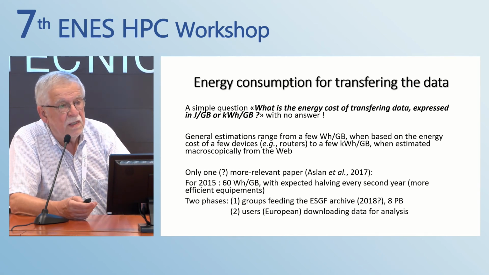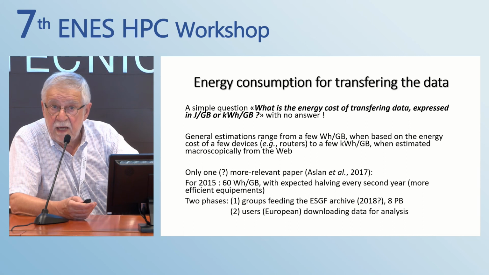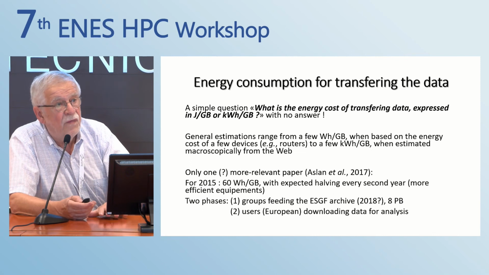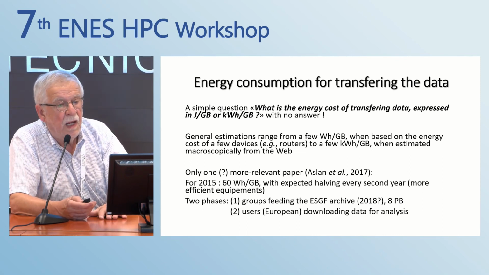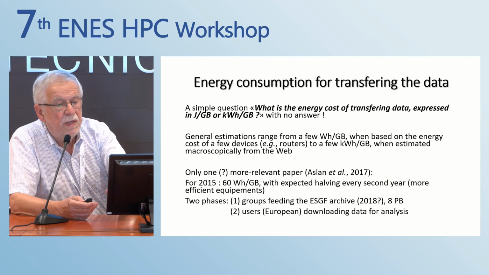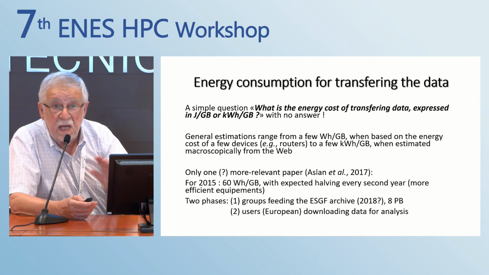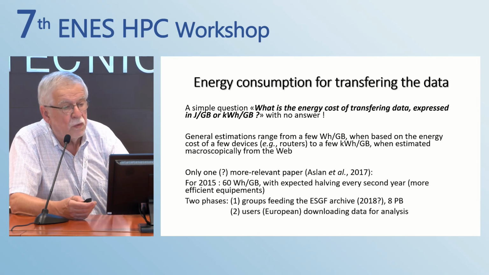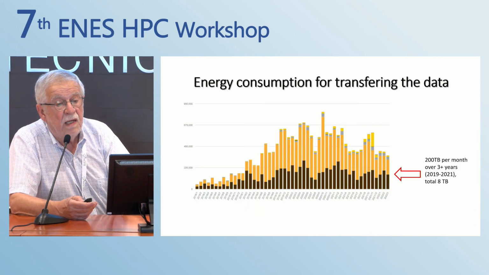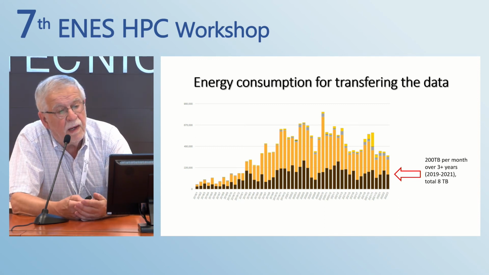So there are 2 phases in transferring data. The groups are sending all their data to the archive, and then some groups retrieve the data for analysis and so on. As we said, we have 8 petabytes which have been produced. These 8 petabytes went to ESGF, so they had to be transferred at least once for sure. And then European users downloaded part of the data. How to estimate the part that was downloaded by the European groups?